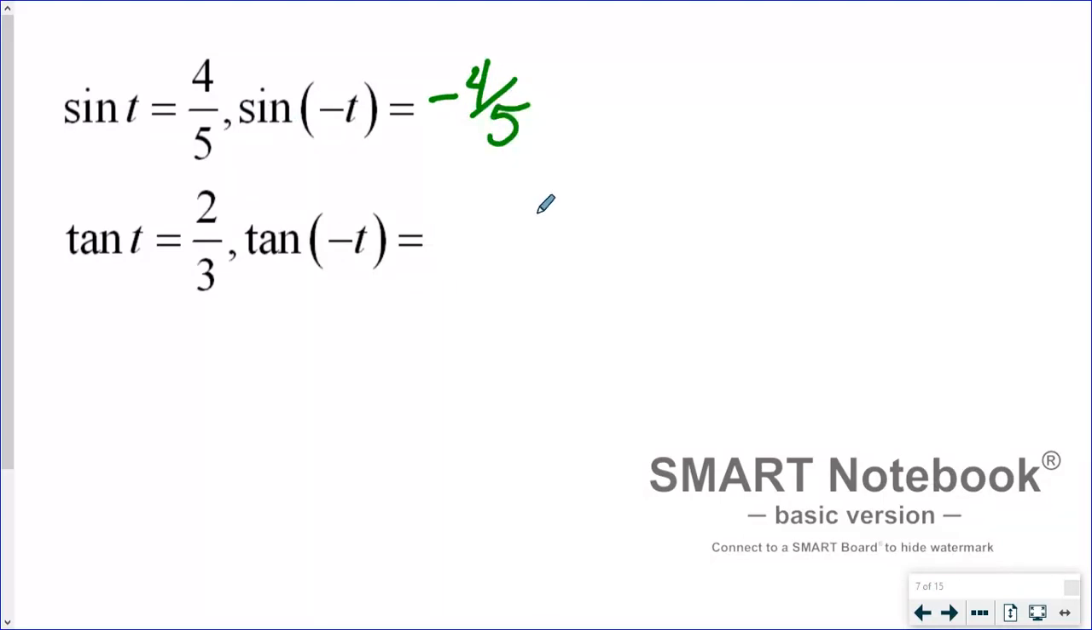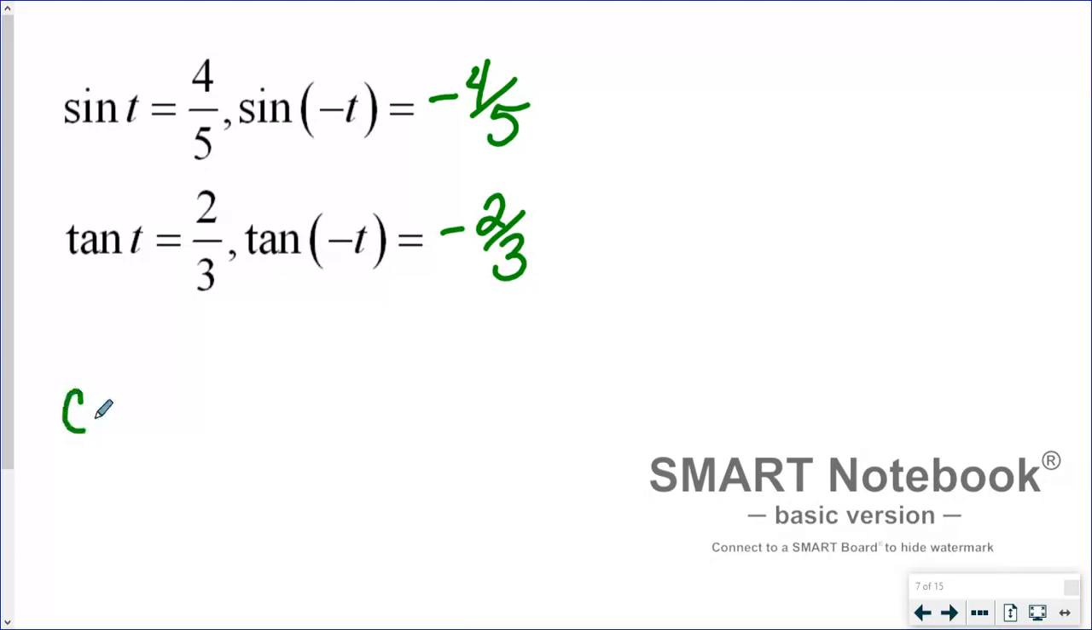All right. If tangent of t is equal to 2/3, then tangent of negative t would be equal to what? Is tangent even or odd? Odd. So are we going to get the exact same or the exact opposite? Opposite. So this would just be negative 2/3.